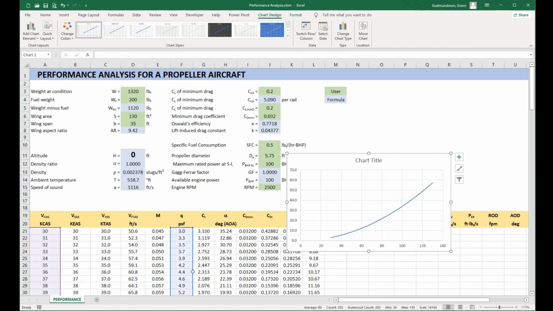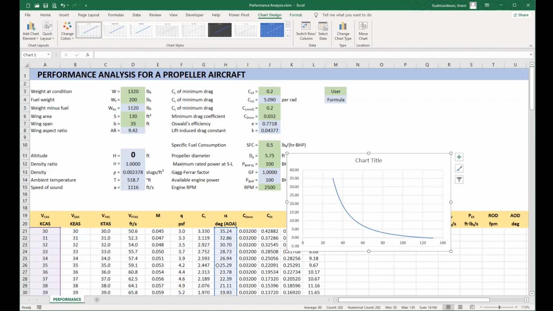Let's check out the lift coefficient. Here's an interesting result. You can see how the lower airspeed requires gradually higher lift coefficient and that it is really quite low at very high airspeeds. This implies high angle of attack at low airspeed and low at high airspeed. You can see this here.